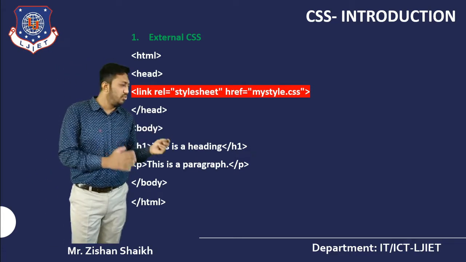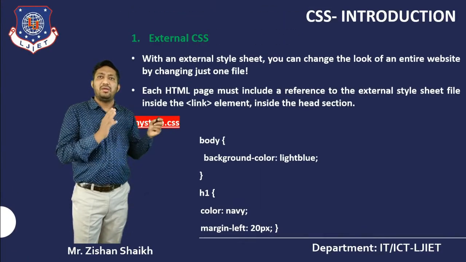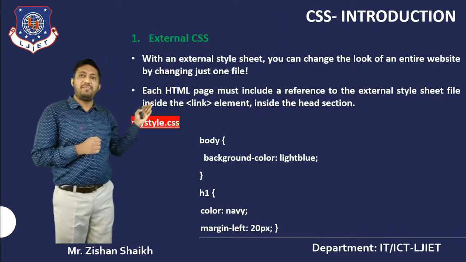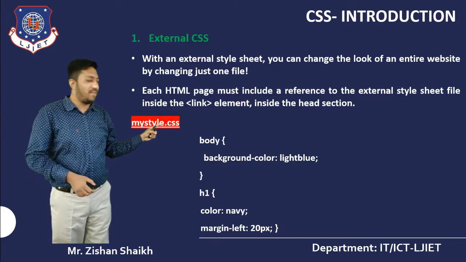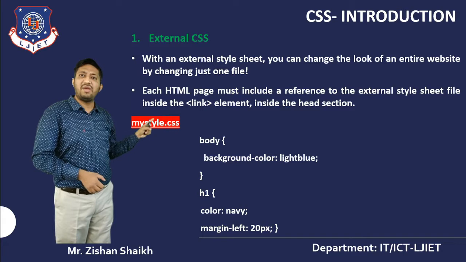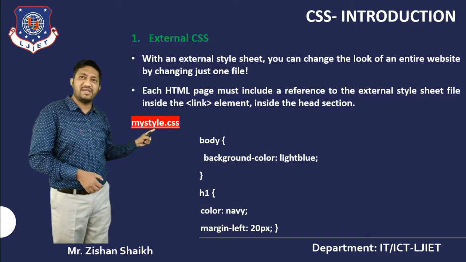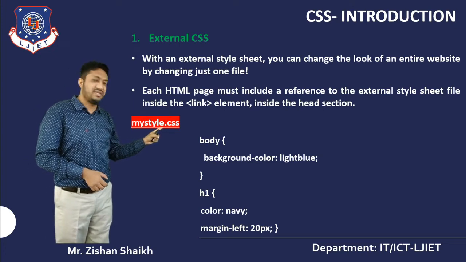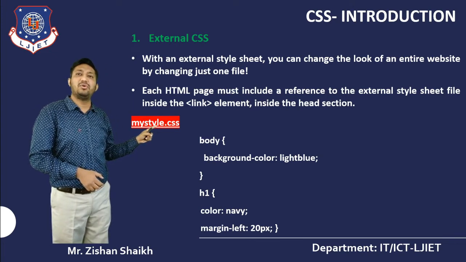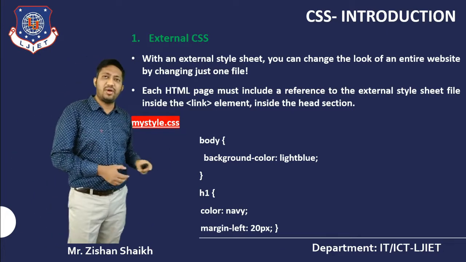So what I'm doing here is, in an external CSS file, I'm preparing my CSS file. This is my mystyle.css. So let's understand here, my file will be stored with a .css extension. My style is my file name and .css is the CSS extension. In that I'm writing the CSS properties. So how can we write?